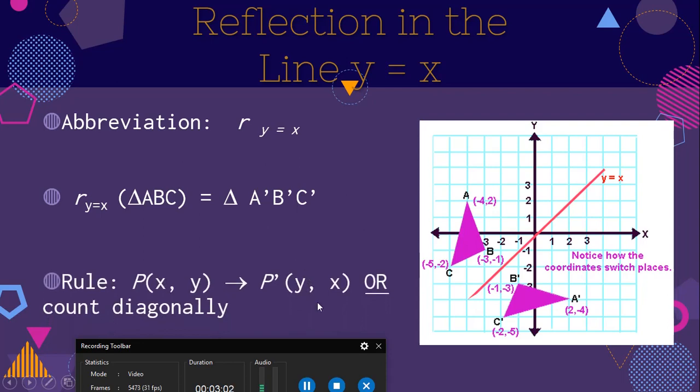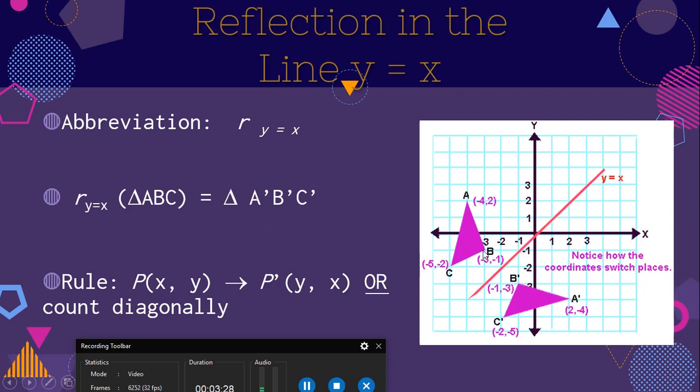So when you reflect in the line y equals x, we'll take our generic point P located somewhere in the coordinate plane. It will map itself to P prime, and we're going to switch the location of x and y. Now this is our third rule, and if you're starting to get overwhelmed with rules, counting will work. Because my line of reflection is diagonal, you must also count on a diagonal.